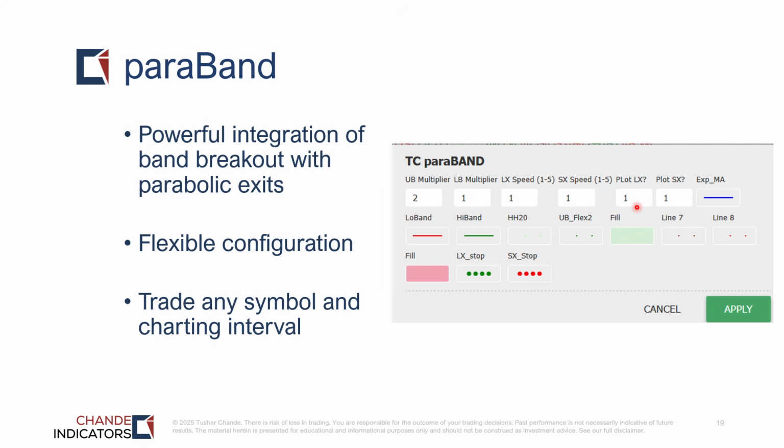And you can turn off the long side exit or the short side exit depending on what position you're in, just to give you a cleaner presentation. And then of course you can set the colors for the various bits and bobs so that you can use a light or dark scheme. And you can trade any symbol or charting interval.